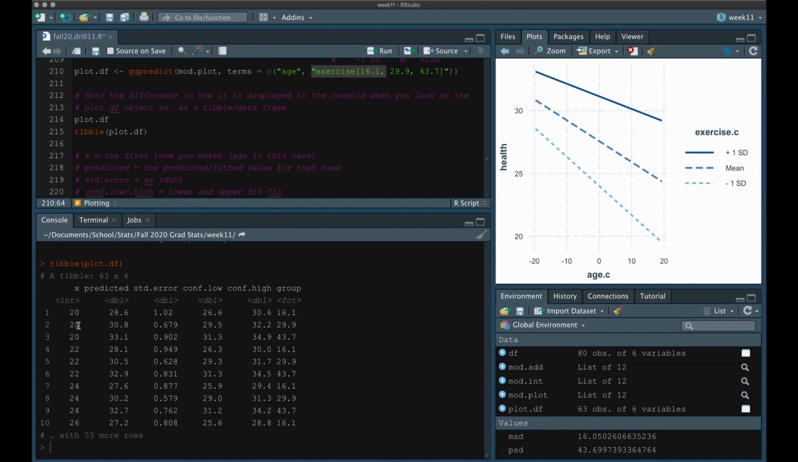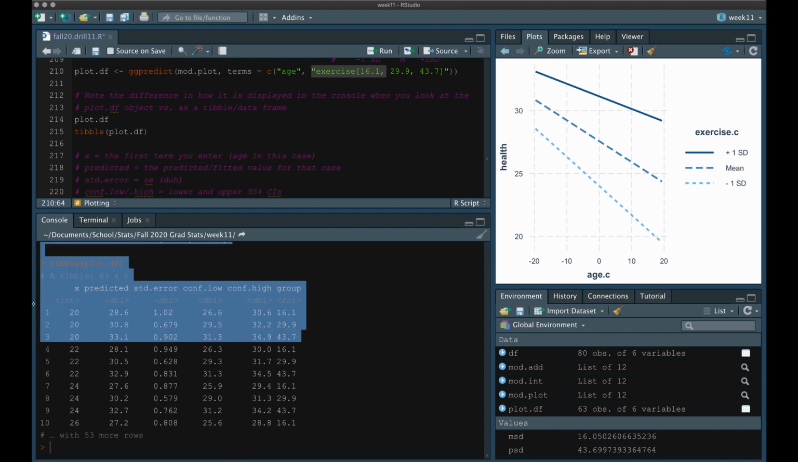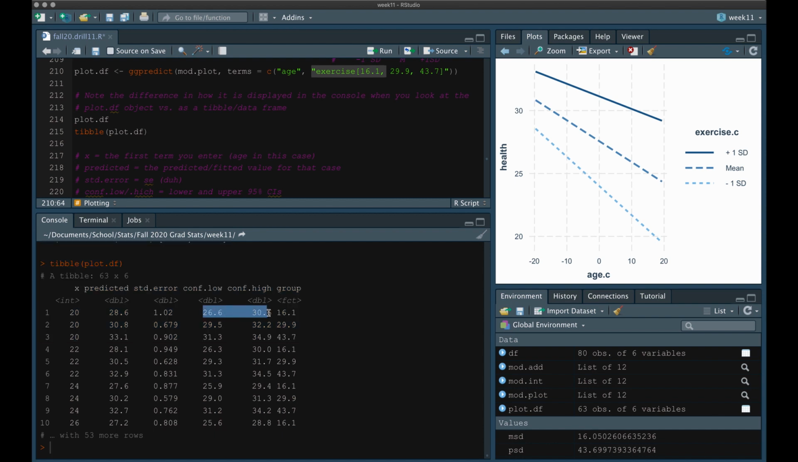But nonetheless, for 20 years old, here are our predictions for low, average, and high exercise. We predict 28.6, 30.8, and 33.1 as their health scores respectively, with their lower and upper confidence intervals here with conf low and conf high.